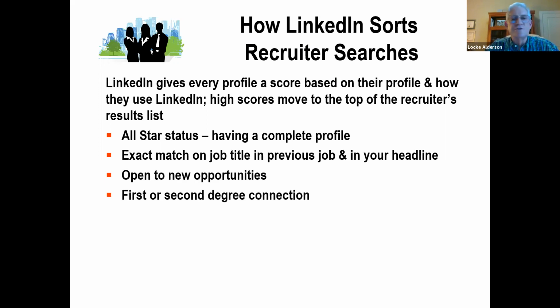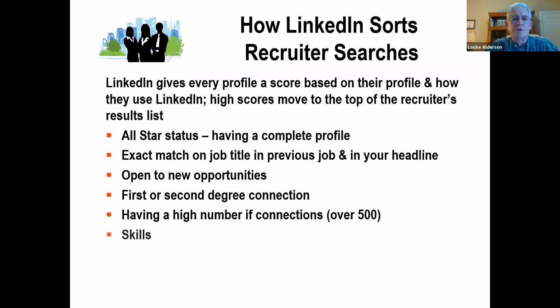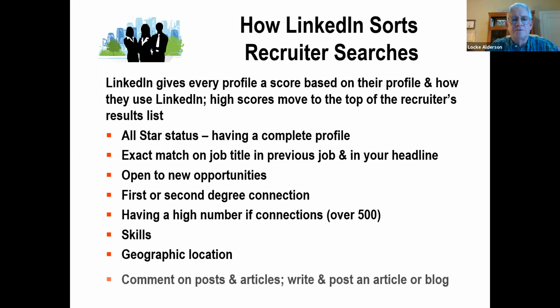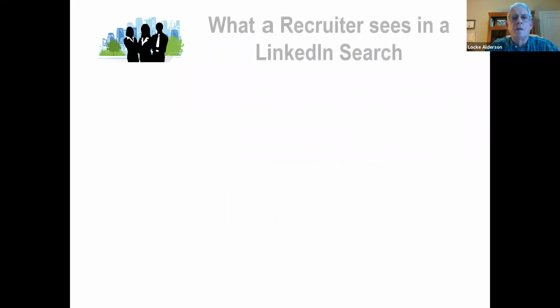Are you a first or second degree connection? You have a high number of connections. Usually it's over 500 gives you the highest score. What are your skills? What's your geographic location? Many people don't want to travel more than 25 miles to work. So that's the default setting on recruiters when they do a job search for someone. Comments, posts, articles, and writing an article or blog add to your scores.